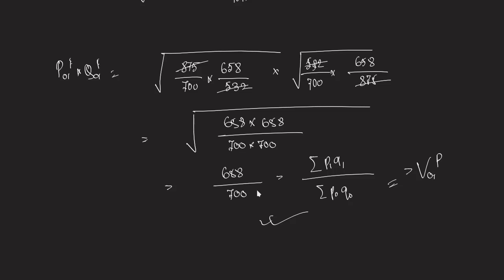Among these, Fisher's is the most common formula, and also Laspeyres, Paasche and Marshall-Edgeworth are the formulas that we use. So one is the weighted aggregates method, and we will study the link price relative method in the next class.